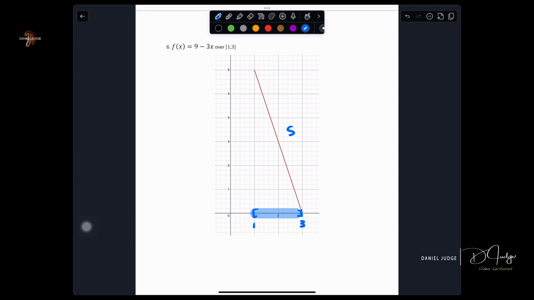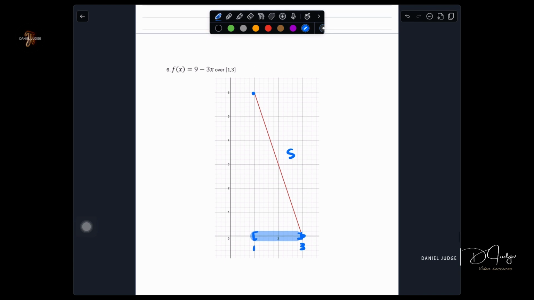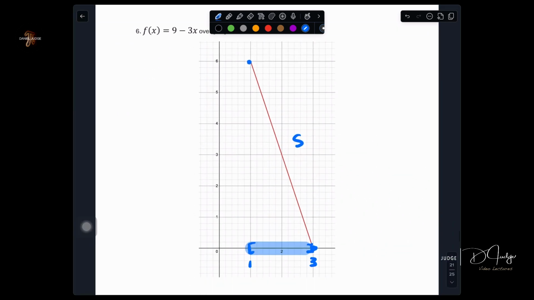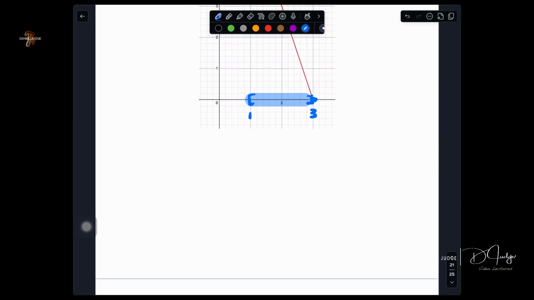And we want to find the length here, s, starting from these 2 points on the curve. And your function here is going to be 9 minus 3x. So, as we saw earlier today, let's get out some paper.